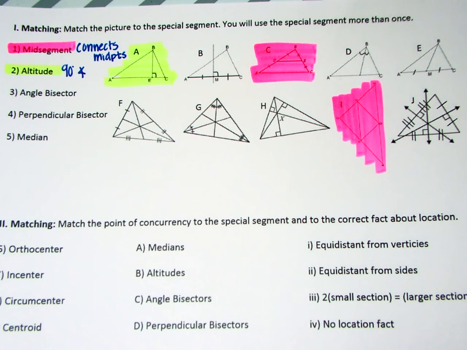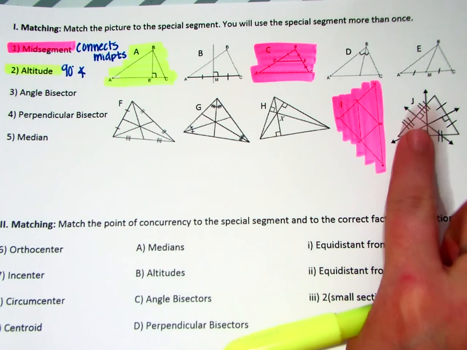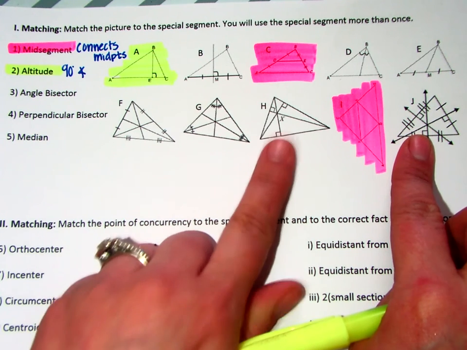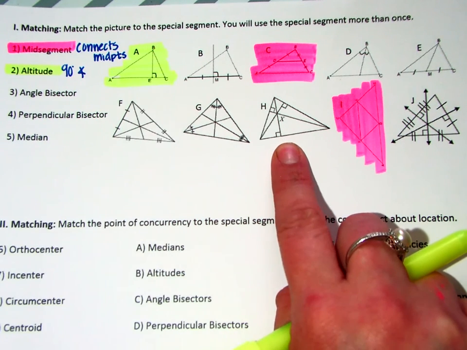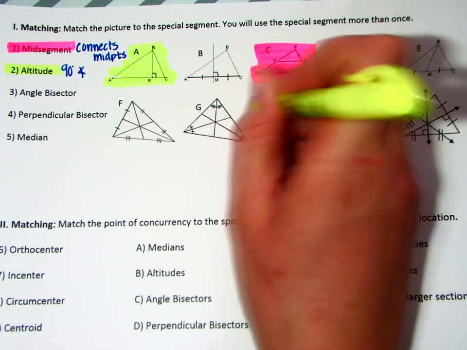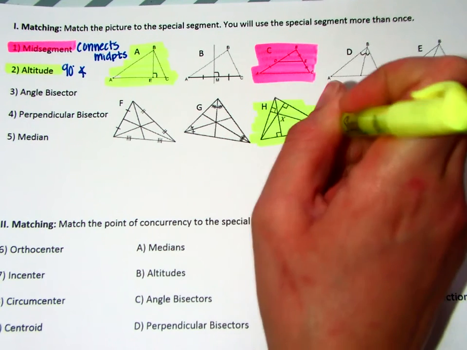So looking at my other options, this one again is marking sides congruent. Option H, however, matches option A. It makes just 90 degrees. So H is also an altitude.